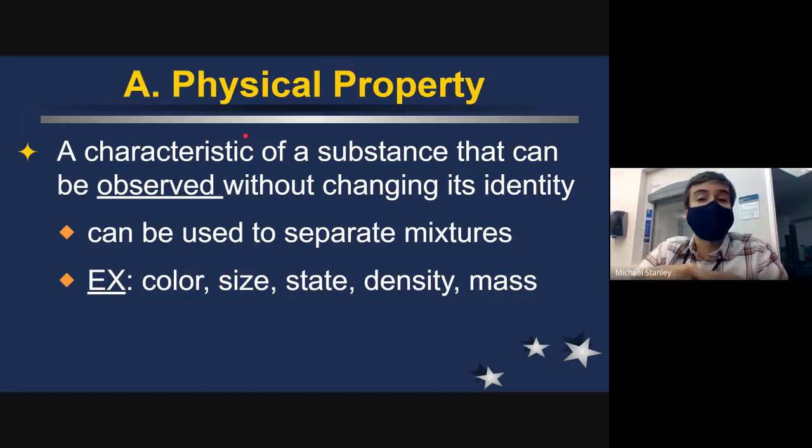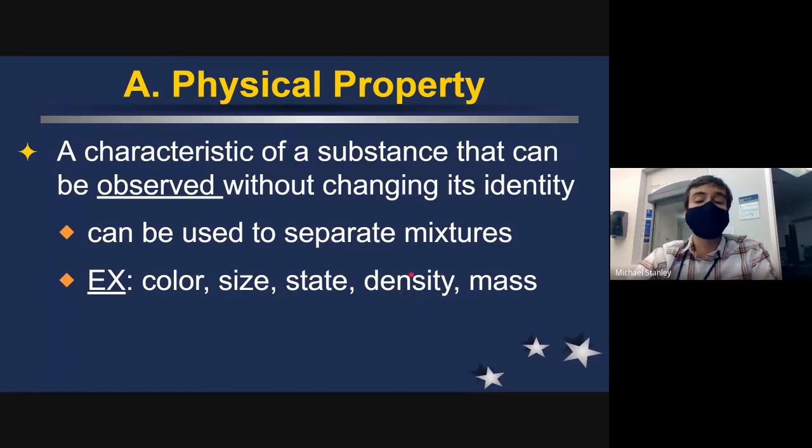So physical properties of matter are things that we can see or measure about matter, things like the color that it is, the size and shape that it takes up. So how much space does it take up in an area? The state of matter is another example of a physical property. So whether or not it is currently a solid or a liquid or a gas, that's something that you could observe about this matter. That's something that you could use to describe it.